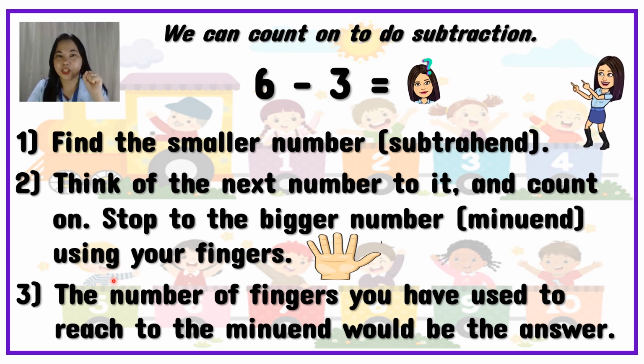the number of fingers you have used to reach to the minuend would be the answer. So again, let's try. So 6 minus 3. So the subtrahend is 3. So what's next after 3? 3, 4, 5, 6. So we're going to stop to number 6 again because this is the minuend. So let's count. 1, 2, 3. So the answer is 3. So it means 6 minus 3 is equal to 3. Is that clear?